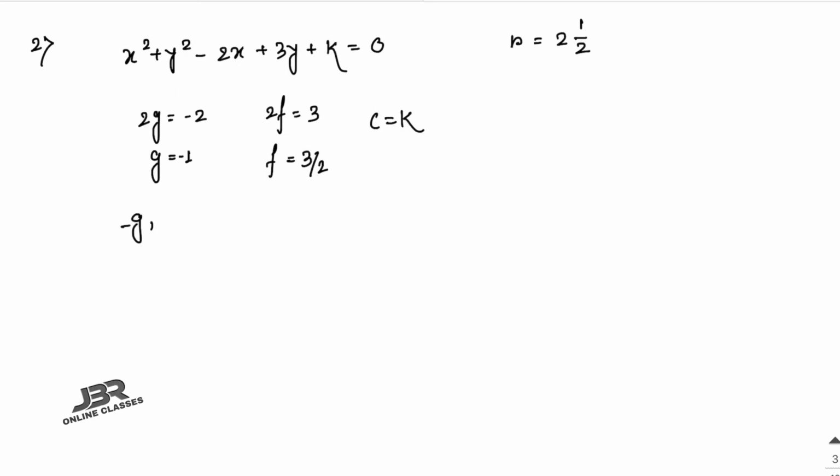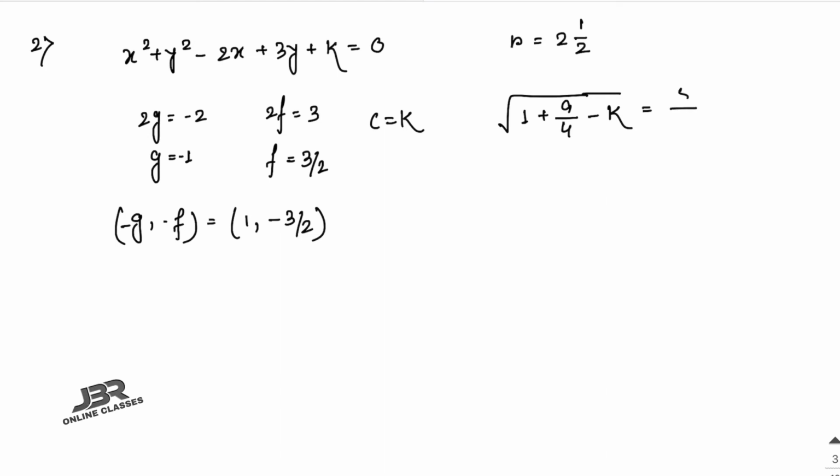So here center equal to minus g, minus f, that means here 1 comma minus 3 by 2, that is the center. And radius formula root over g square. G square means 1 square, so it becomes 1. Then f square. F square means here 9 by 4, and minus c. Minus c means here minus k. That one equal to here 5 by 2. Now squaring both side, so it becomes here 4 as the LCM.